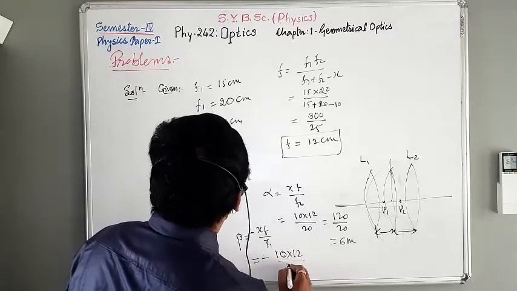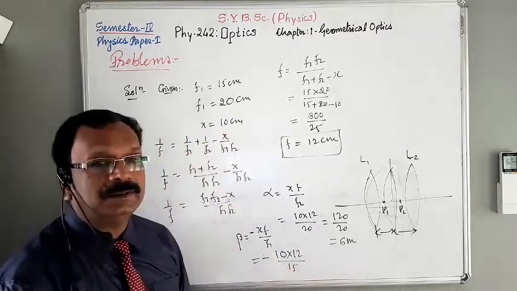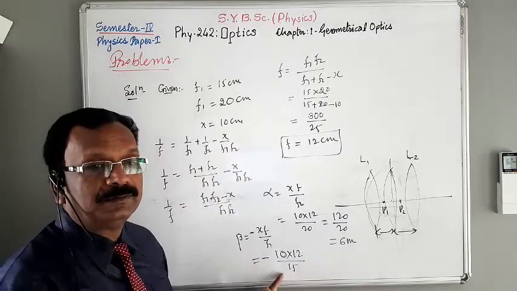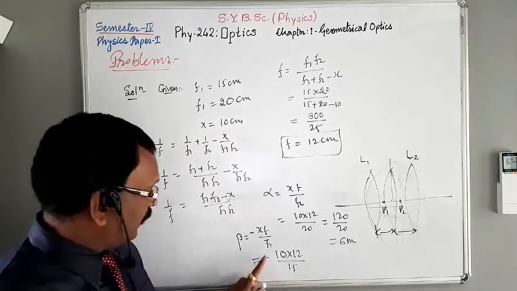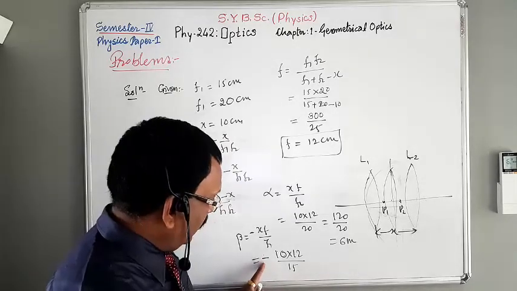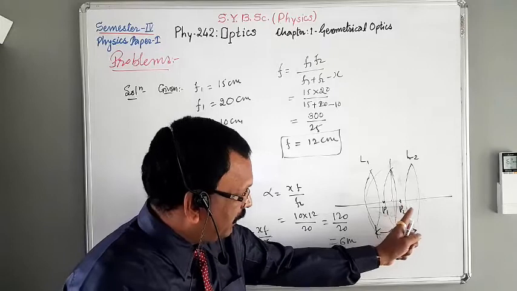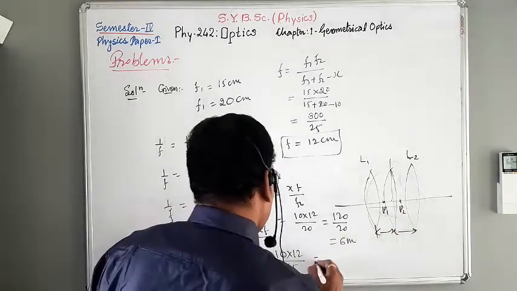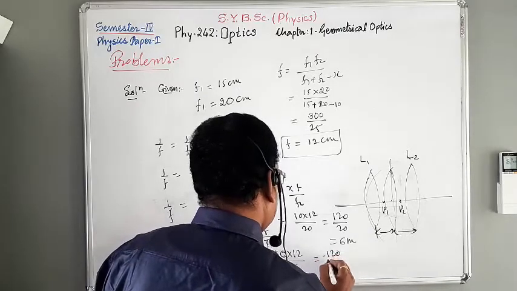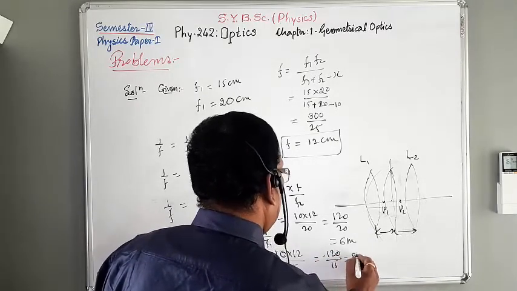Again f1 is 15. So solve this, minus sign, because the principal point is situated toward the left of the second lens, so it is negative. So it will be minus 120 upon 15, which is 8 centimeters.